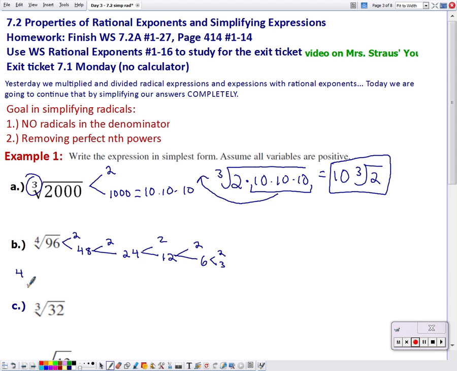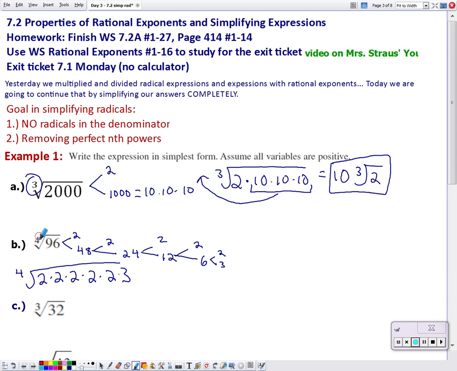I have the fourth root of 96. That's 1, 2, 3, 4, 5 2s. Ooh, what the heck? Active slate went crazy. 1, 2, 3, 4, 5 2s, and a 3.